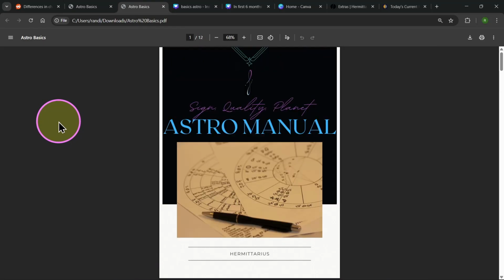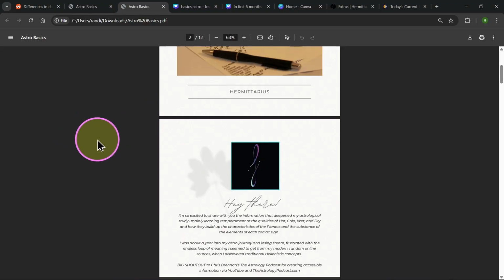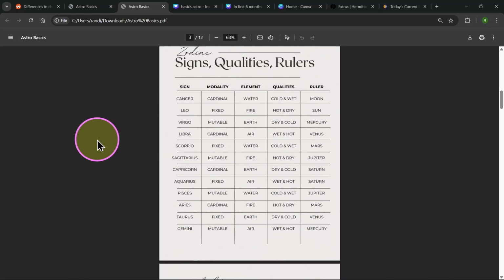So this Astro Manual doesn't have aspects in it. It's about signs, qualities, and planets. Qualities are going to affect signs and planets, okay? We've got some stuff about houses in here as well. So here's the signs, their qualities, and their rulers. So sign Cancer, modality cardinal, element water, qualities of the element are cold and wet, and the ruler of the sign is the moon. Okay, so that's how you read that.